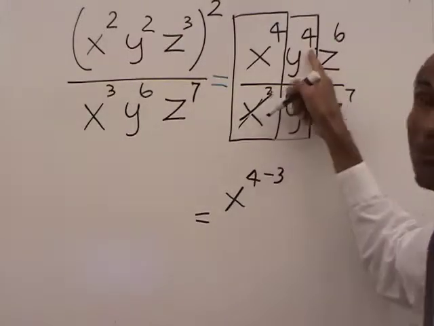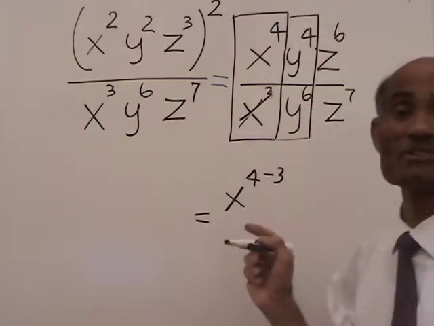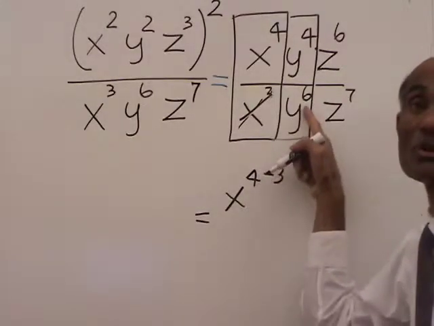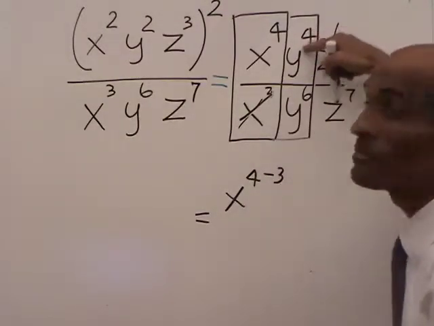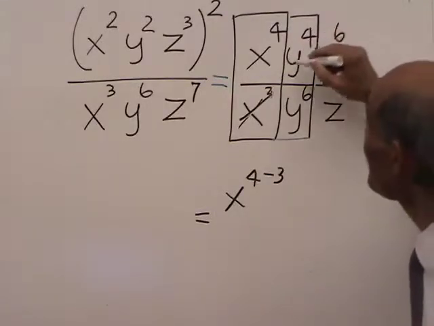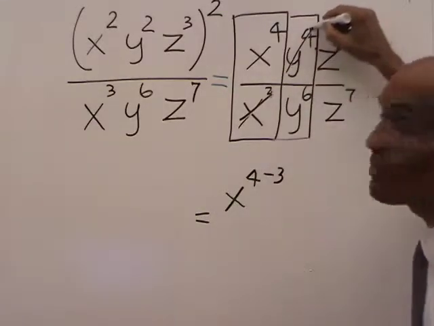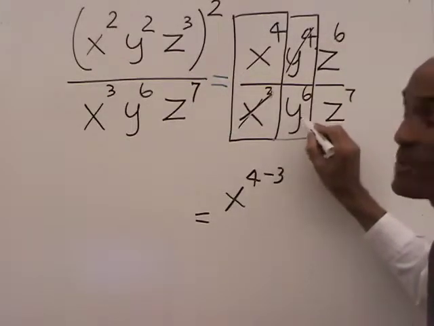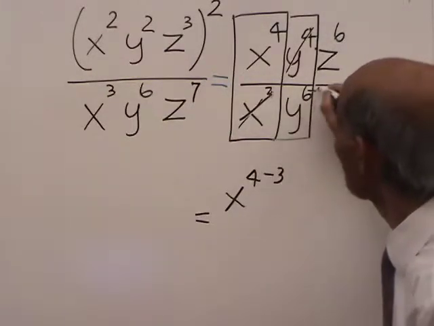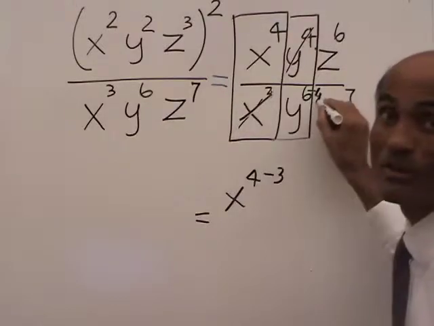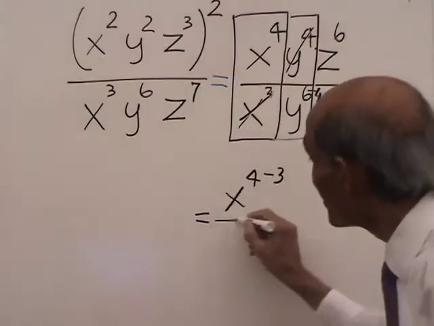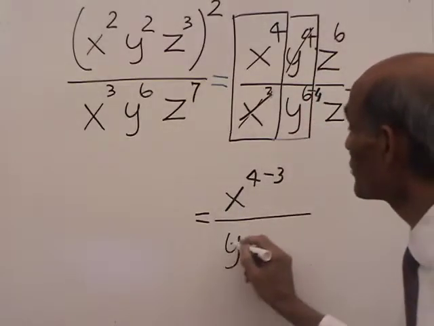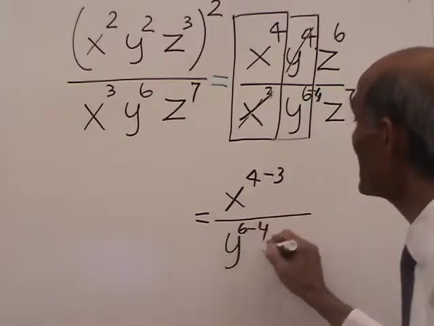Y to the power of 4 divided by y to the power of 6. You see, the denominator power is greater. The numerator power is smaller. So we cut off that smaller power, y to the power of 4. Denominator now becomes y to the power of 6 minus 4. So, y to the power of 6 minus 4 now stays in the denominator.